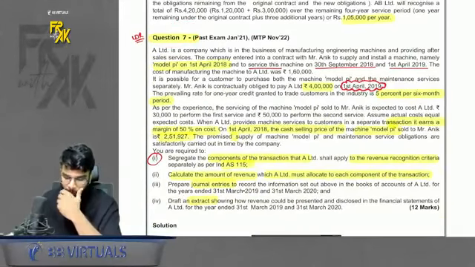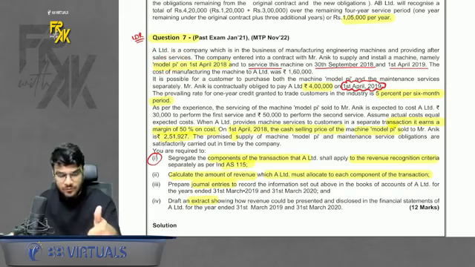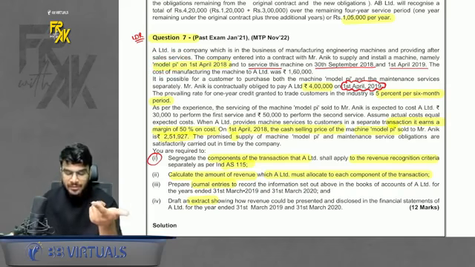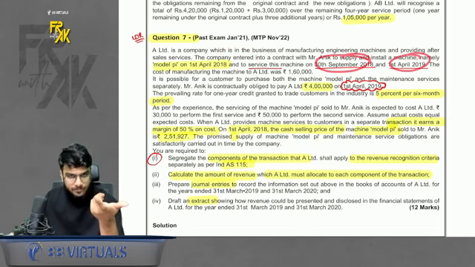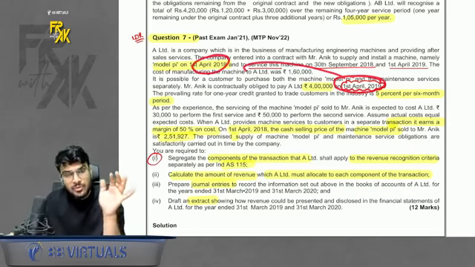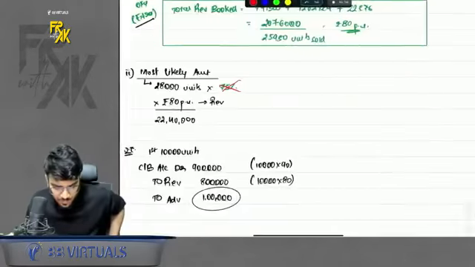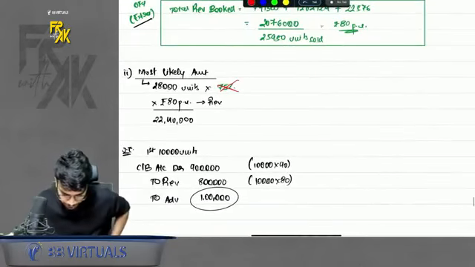What does it say? I'll just try to summarize it. It says we are selling a machine, model Pi, on 1st April 18. Along with that, we are giving 2 services, maintenance service on 30th September and 1st April 19. Payment we are receiving on 1st April 19. So if you see, machine sold in 18, payment received in 19. That means we will also charge for some finance component. That is exactly what we did here.